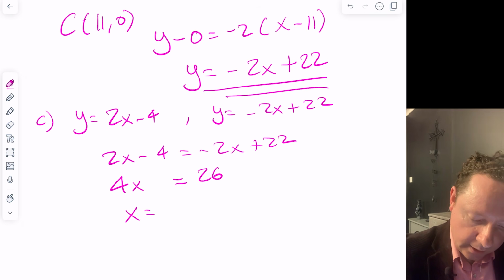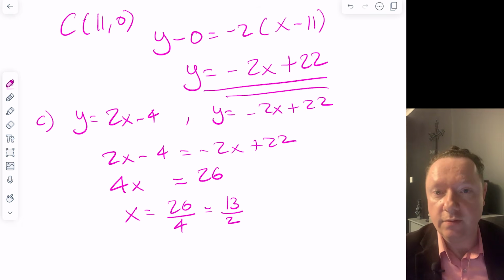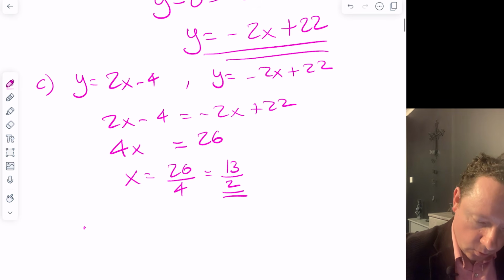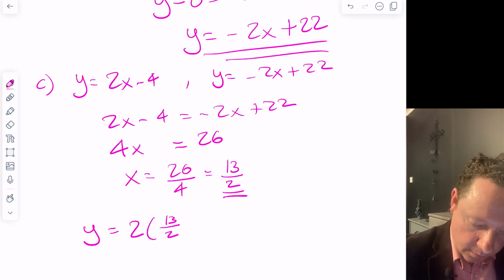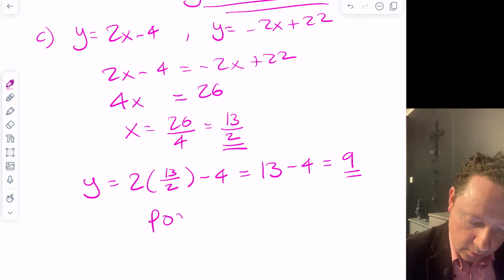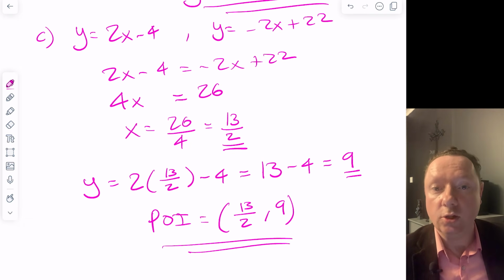x is 26 over 4, which I'll just simplify to 13 over 2. I'll just leave it as a fraction, why not? When x is 13 over 2, I need to find the y. So y equals 2 times 13 over 2, minus 4. So 2 divided by 2 is 1, so that's just 13 minus 4, which is 9. So the point of intersection is 13 over 2 for the x and 9 for the y. And we're done there for question 1.